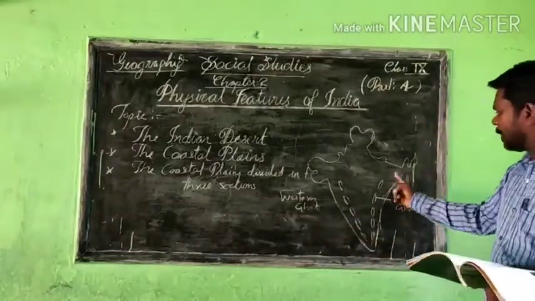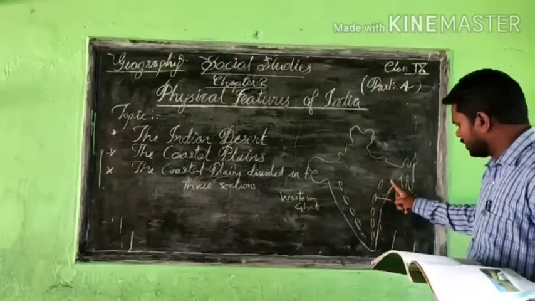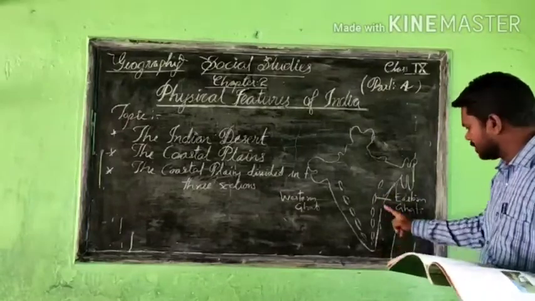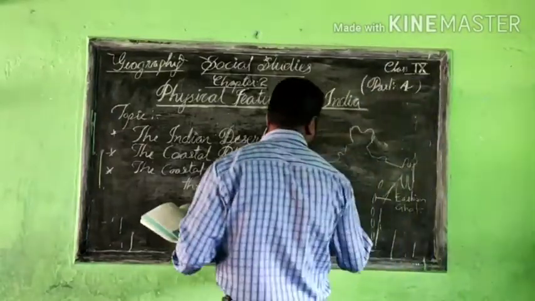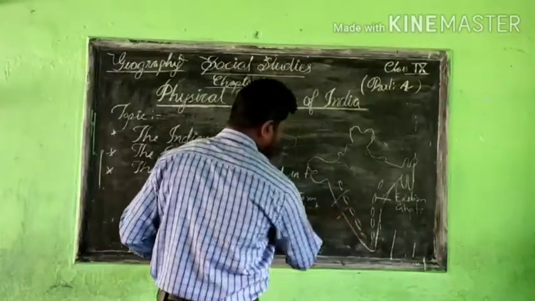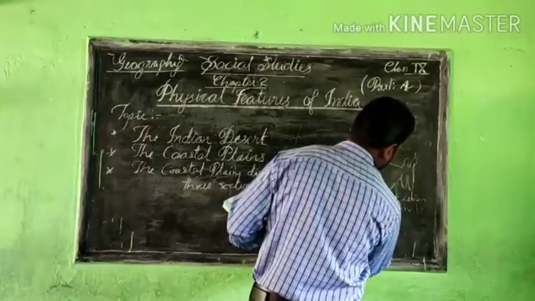And the chain of mountains parallel to the coastal area, from the northern side towards the northeastern side and towards the southern part, we can see this is called Eastern Ghats. I already gave the explanation. And you know that this is in between. The rivers are flowing towards the Arabian Sea, and from here rivers are flowing towards the Bay of Bengal.